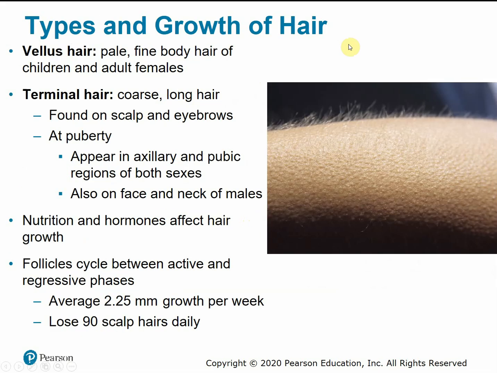There are two main types of hair that we see. Vellus hair is the thin, pale, fine body hair in children and adult females. Terminal hair is more coarse and longer, found on the scalp and eyebrows, as well as axillary or armpit regions, pubic regions, and the face and neck of males.